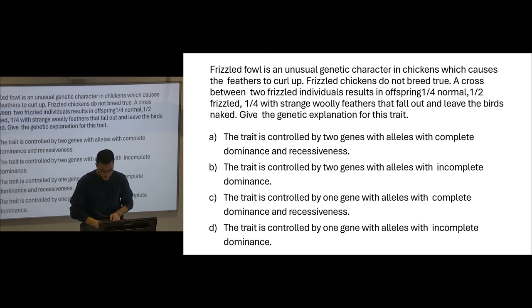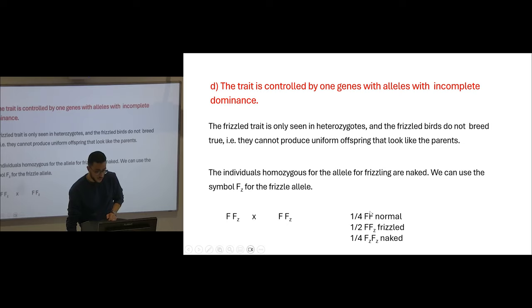Okay, so this is it. You can just do the cross like this, and you'll get these progeny, which is 1/4 normal, 1/2 frizzled, and then 1/4 naked.